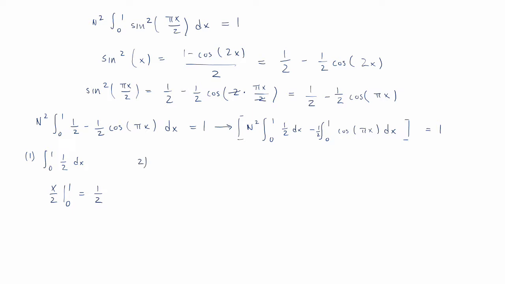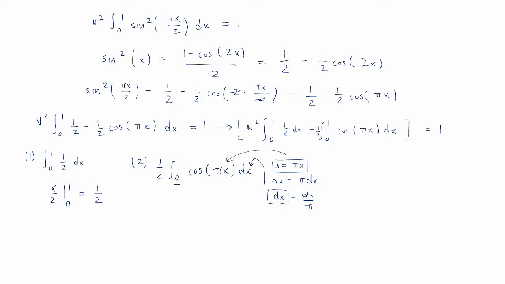Very simple. So the next one, 1/2 times the integral from 0 to 1 of cosine of pi x dx is going to require some u-sub. So we're going to set u equal to pi x. The derivative of u, therefore, is simply pi dx, so dx is du over pi. Now let's make some substitutions. Let's substitute in dx, and let's substitute in u. And also we have to reevaluate our bounds.